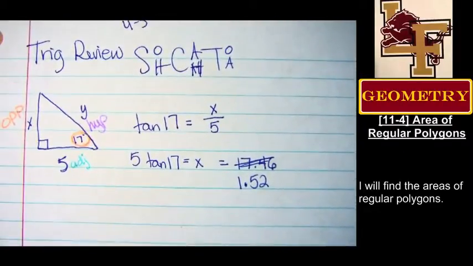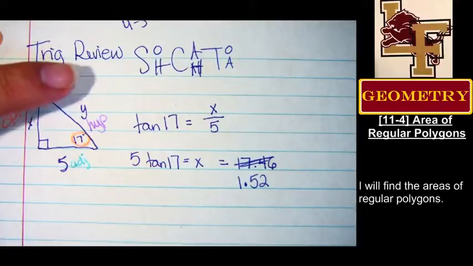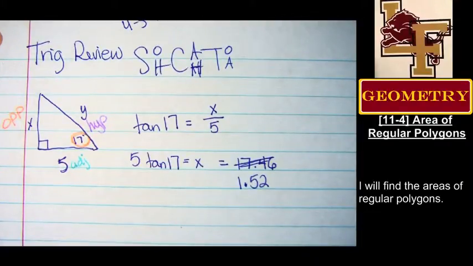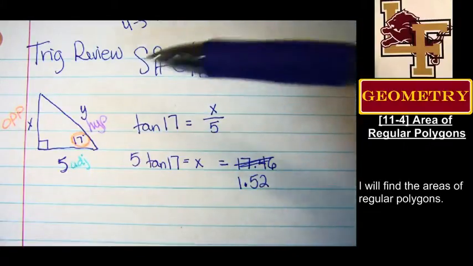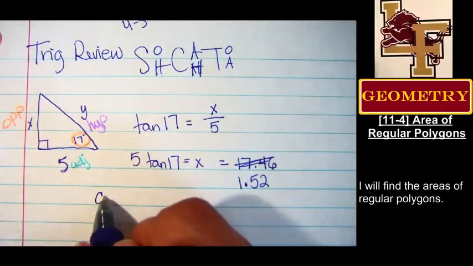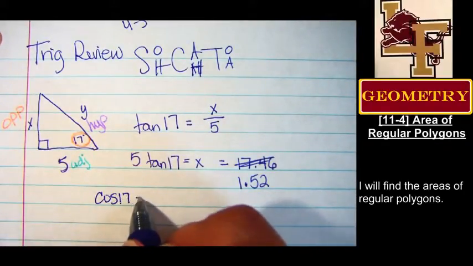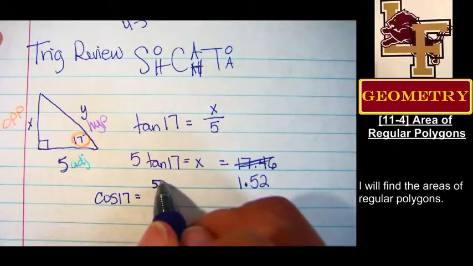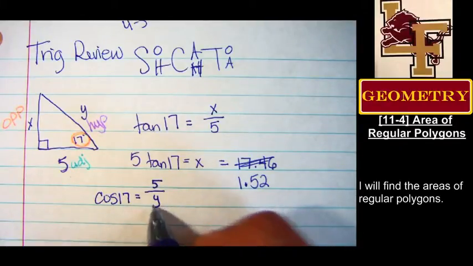All right, let's find y. Which trig function can we use to find y? You can tell me the letter it starts with. C, cosine. All right, we can use cosine. So the cosine of my angle equals the side adjacent to my angle divided by the hypotenuse of the triangle.